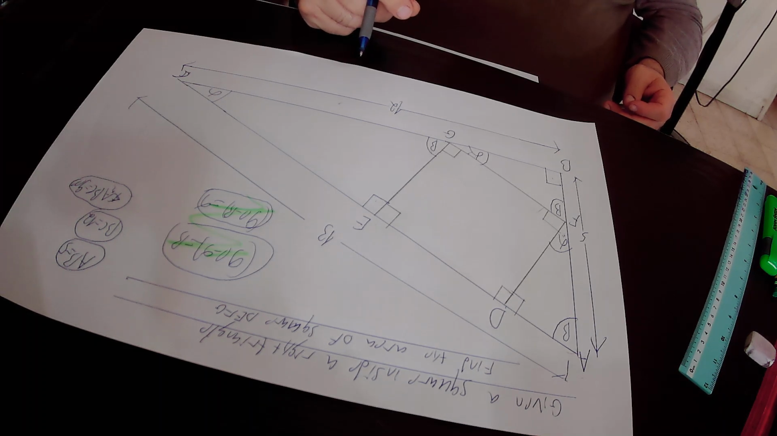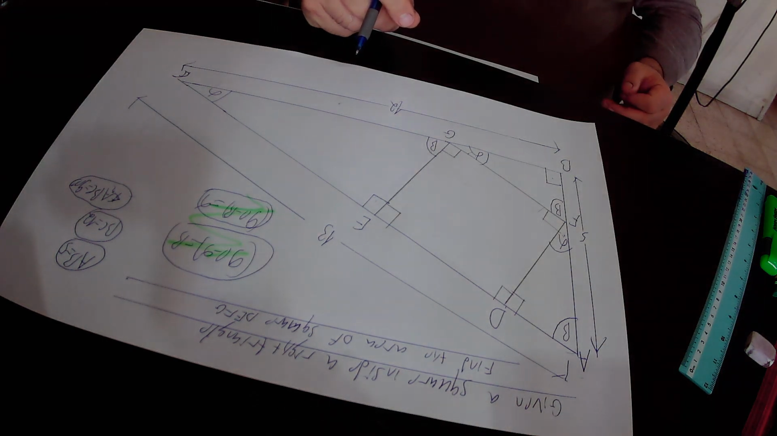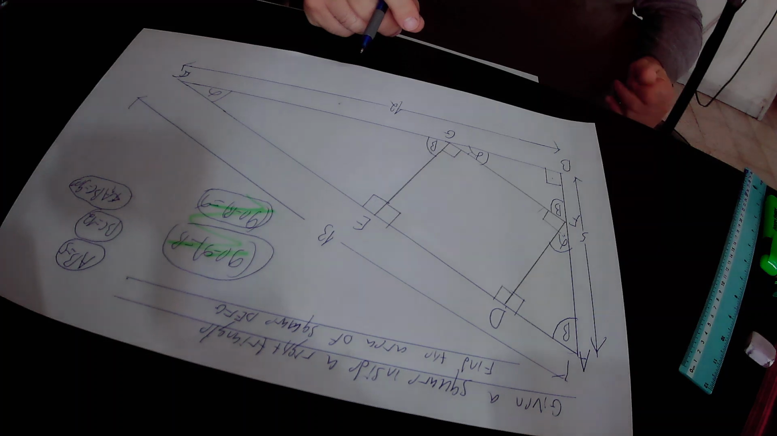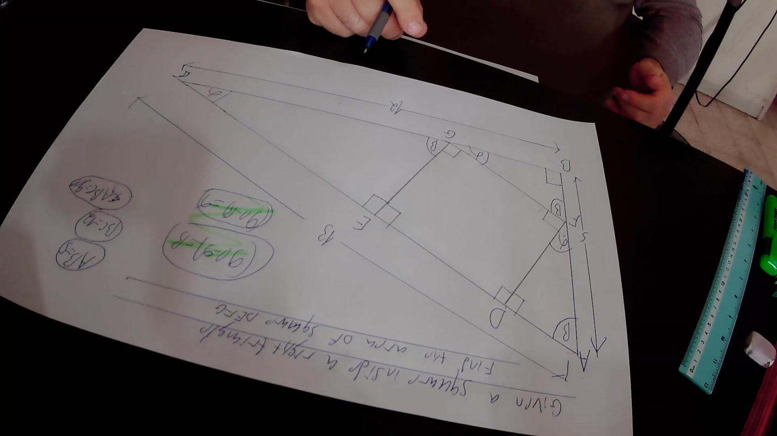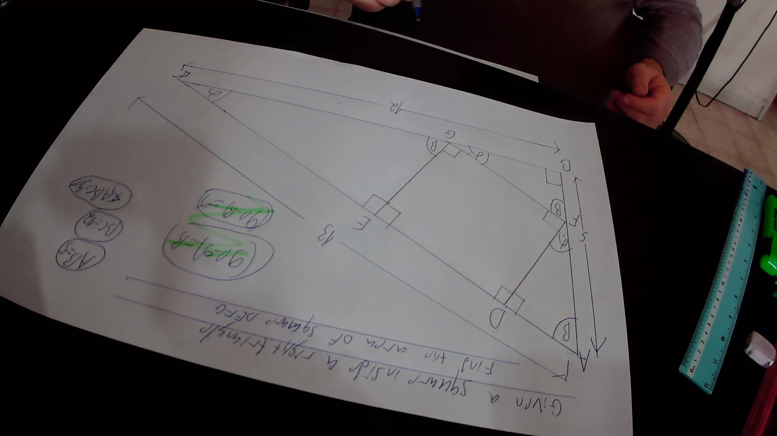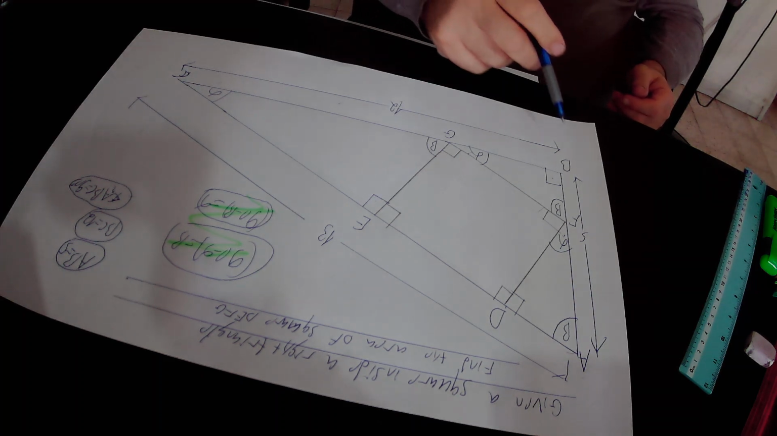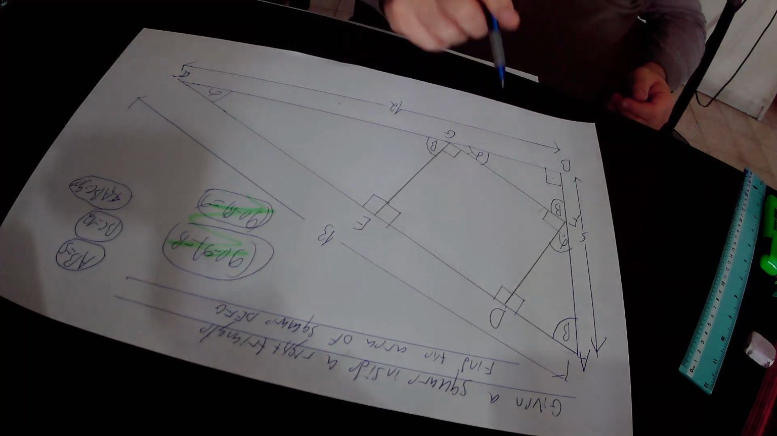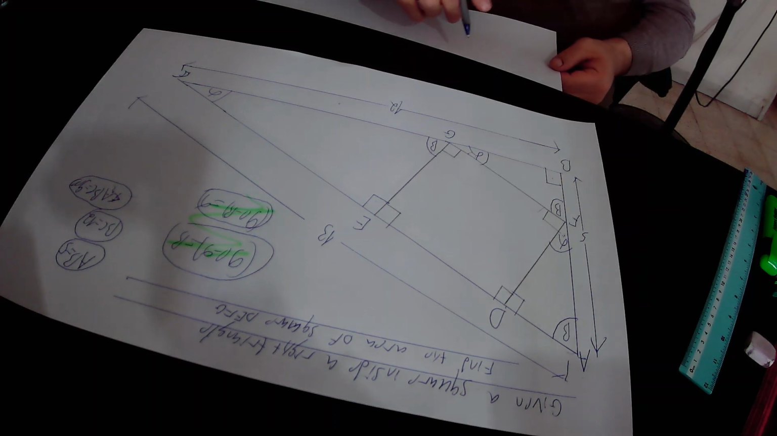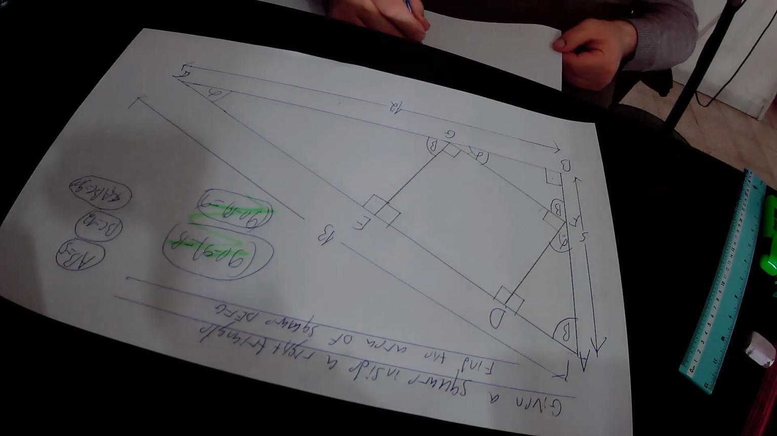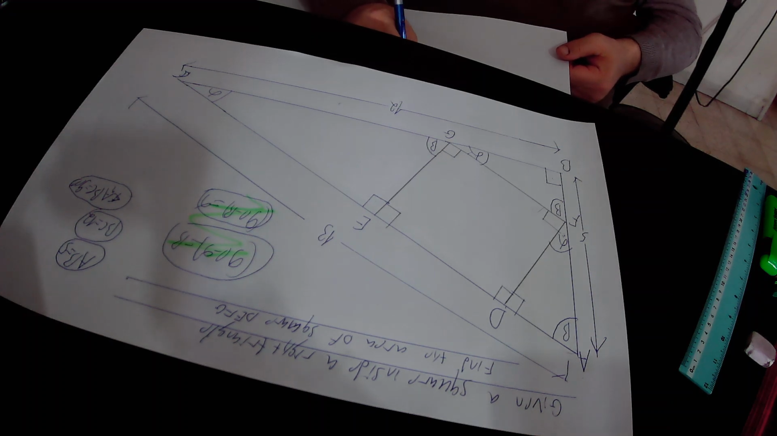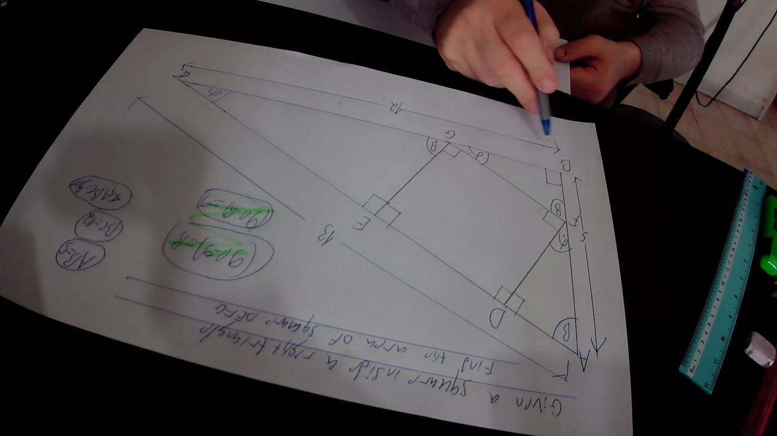From the fact that all 4 right triangles are similar to each other, we can derive a specific relationship between their sides. For example, the big right triangle ABC is similar to this right triangle, triangle FBG.